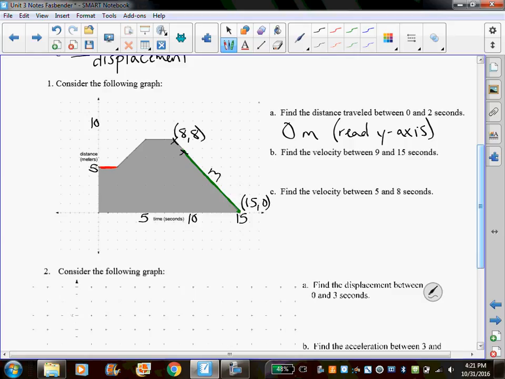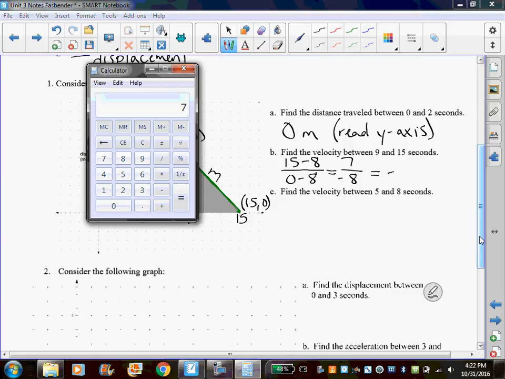So let's do our good old y2 minus y1 over x2 minus x1 to figure out the slope. So 15 minus 8 over 0 minus 8. That should give us our slope. So 15 minus 8, that is positive 7. 0 minus 8 is negative 8. The slope of this looks to be negative. I think I don't have this correct in my notes. So let's do this really fast on the calculator. 7 divided by 8. Did I do this correctly?